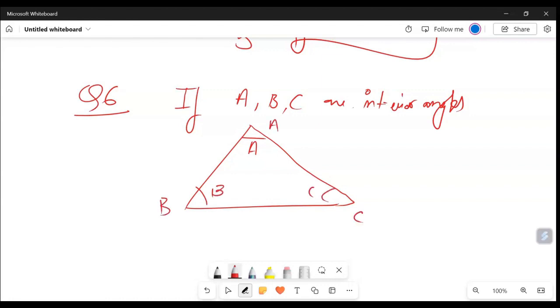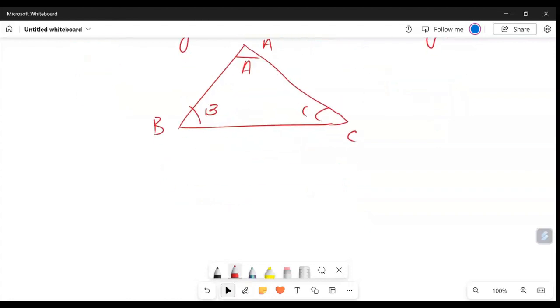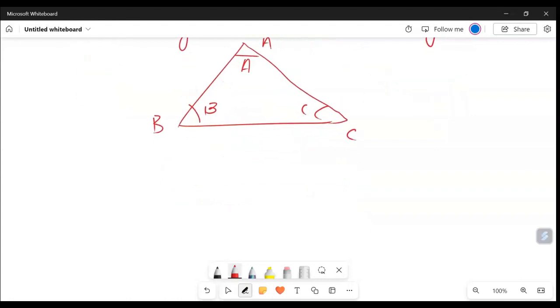Okay, so ABC is a right angle triangle, or those are basically interior angles of the triangle. So what we need to prove here, since we are using functions, so it must be a right angle triangle, okay?